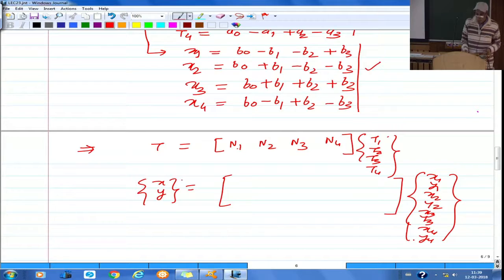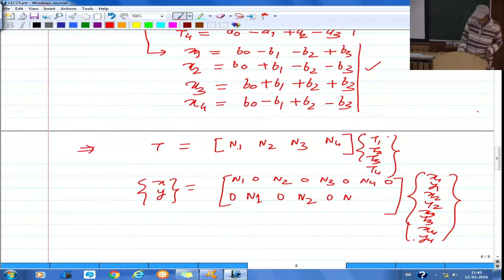And then as you see, x is going to be N1 x1 plus N2 x2 plus N3 x3 plus N4 x4. That relation is giving you x as a function of xi, eta, and y also as a function of xi, eta. So x is N1 0, N2 0, N3 0 and then N4 0, so that it will give you x equal to N1 x1 plus N2 x2 plus N3 x3 plus N4 x4. Same way for y, you will have 0, N1 0, N2 0, N3 0 and N4. So this is the interpolation of your dependent variable or field variable, and this is the interpolation of geometry.